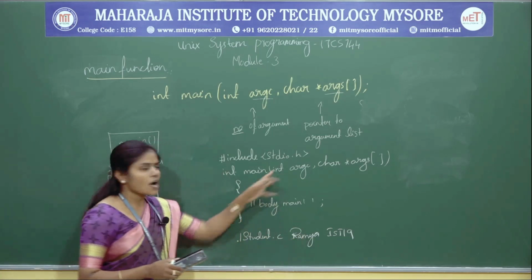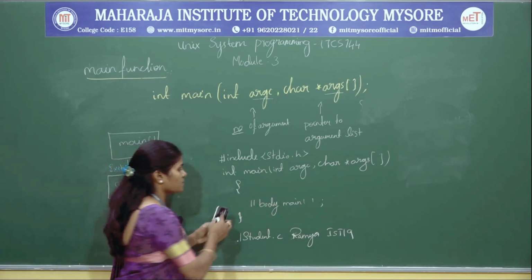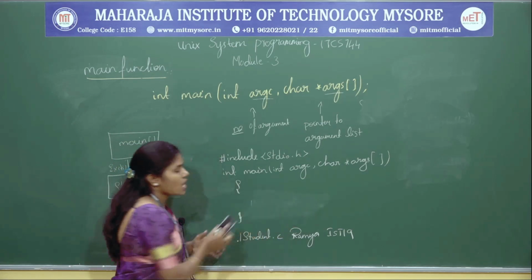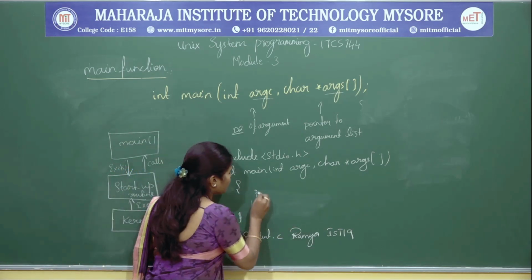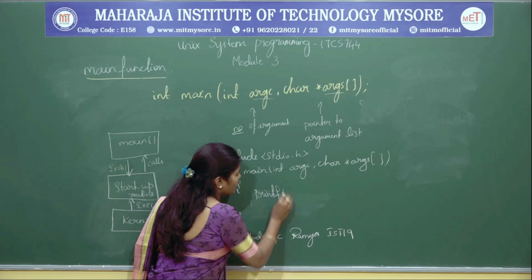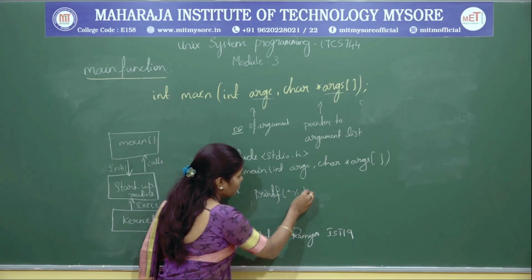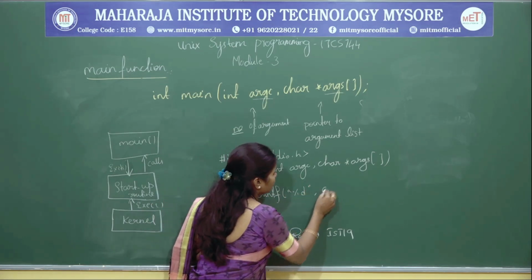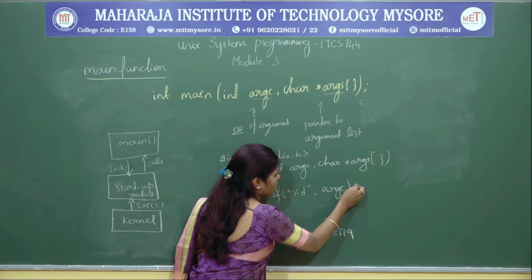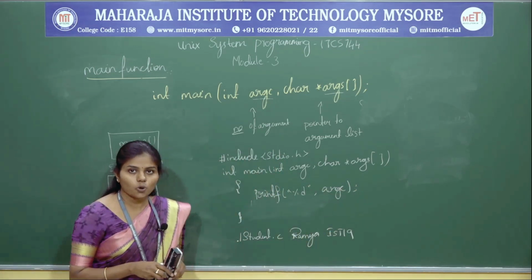So now when you are going to print this program, see here within the main body I am going to write the printf statement. I am going to write printf %d and then argc. So what is it going to display?